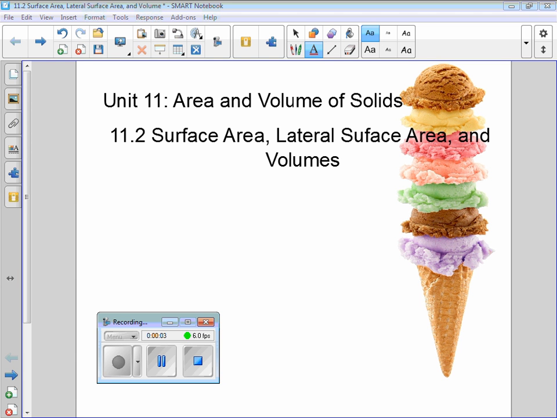Hey everybody, this is Mr. Munson, and we are in Unit 11, Area and Volume of Solids. So today we're going to cover surface area, lateral surface area, and volumes of these three-dimensional shapes. So let's take a look and get started.